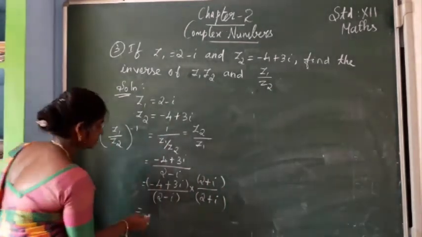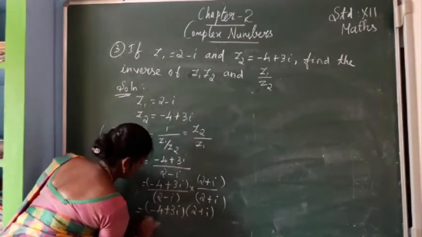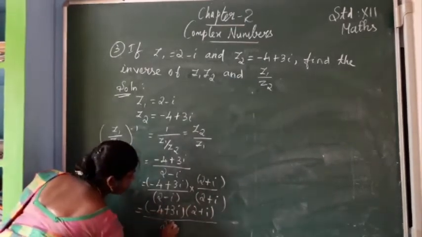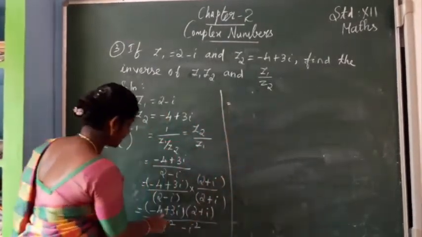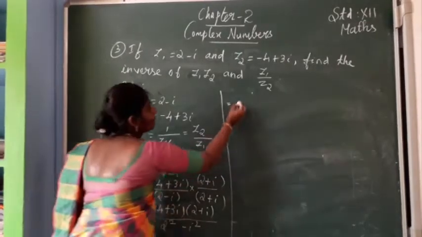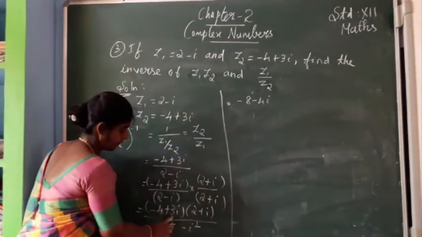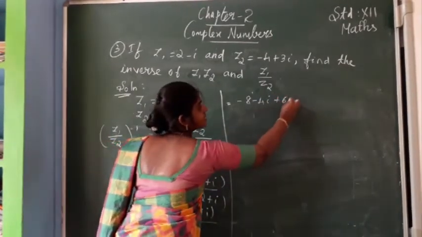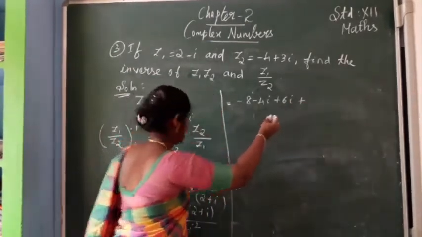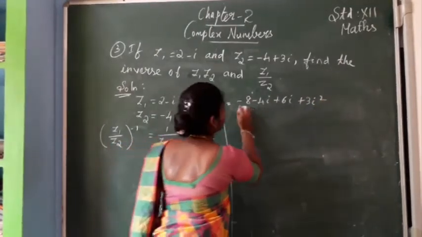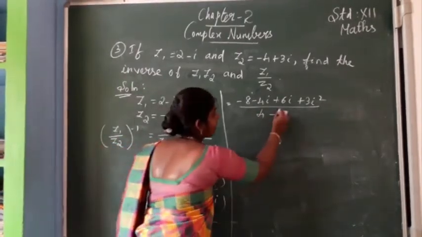That's equal to (−4 + 3i)(2 + i) divided by, use the formula, 2² − i². That's equal to, multiply these terms. So −4 into 2 is −8, −4 into i is −4i, 3i into 2 is 6i, 3i into i is 3i², divided by 2² which is 4, minus i², the value of i² is −1.